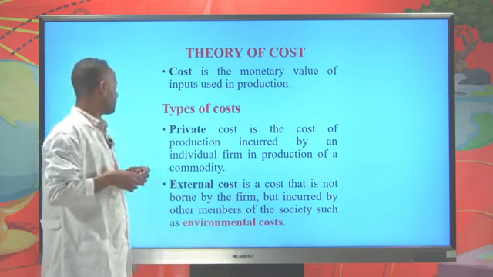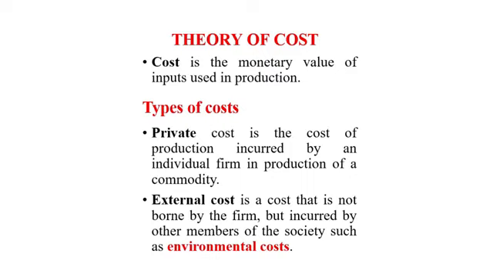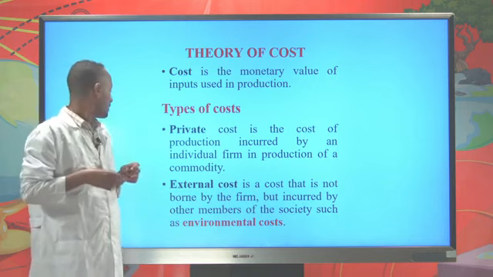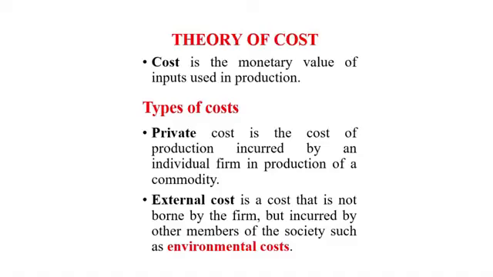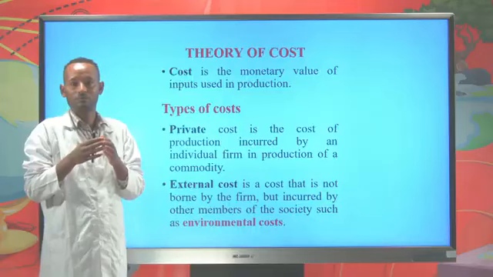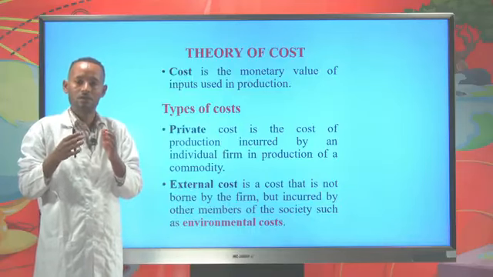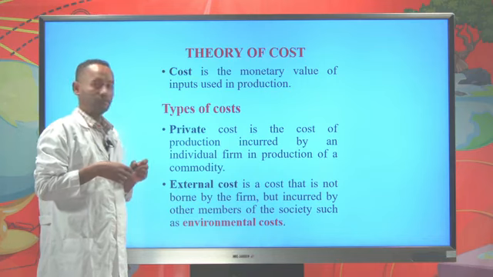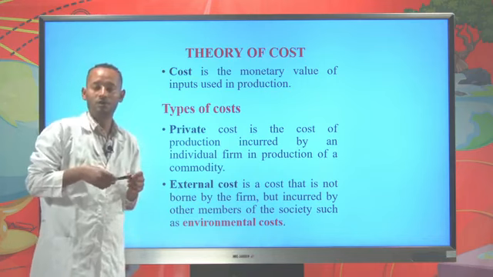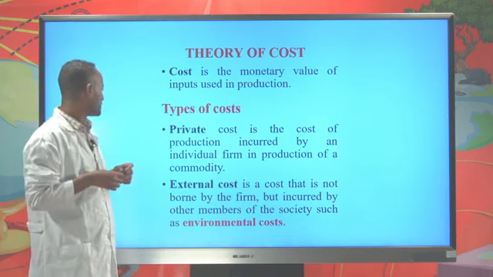Now let's see the types of cost. The private cost is the cost of producing a good, and it is mainly incurred by a private firm. But the external cost is a cost that is not borne by the firm, but is incurred by other members of the society. When there is production, there are environmental problems associated with the production of a commodity, such as land pollution, soil pollution, noise pollution, and the like. These costs are incurred by members of the society. These costs are considered external cost.